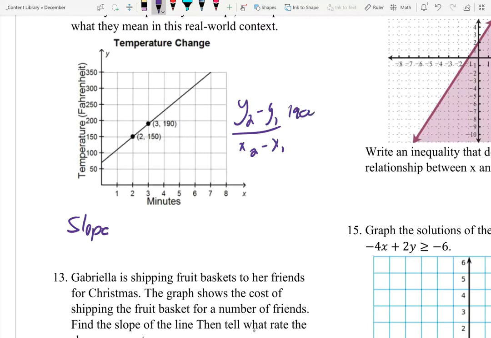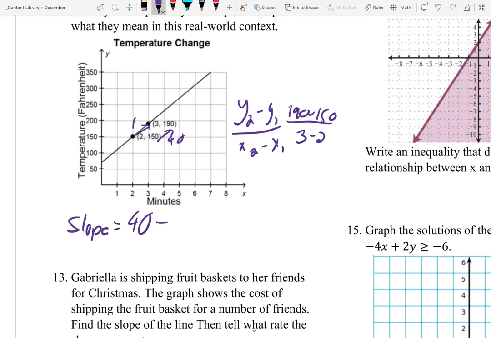190 minus 150 means the change in y is 40, right? You can see that it increased 40 in the y. And then the x is obviously an increase of 1 because you're going from 2 to 3, right? But you can still plug it in the formula if you want, 3 minus 2. But still, it's an increase of 1. So the y increased 40, the x increased 1. So 40 over 1. So our slope is equal to 40.